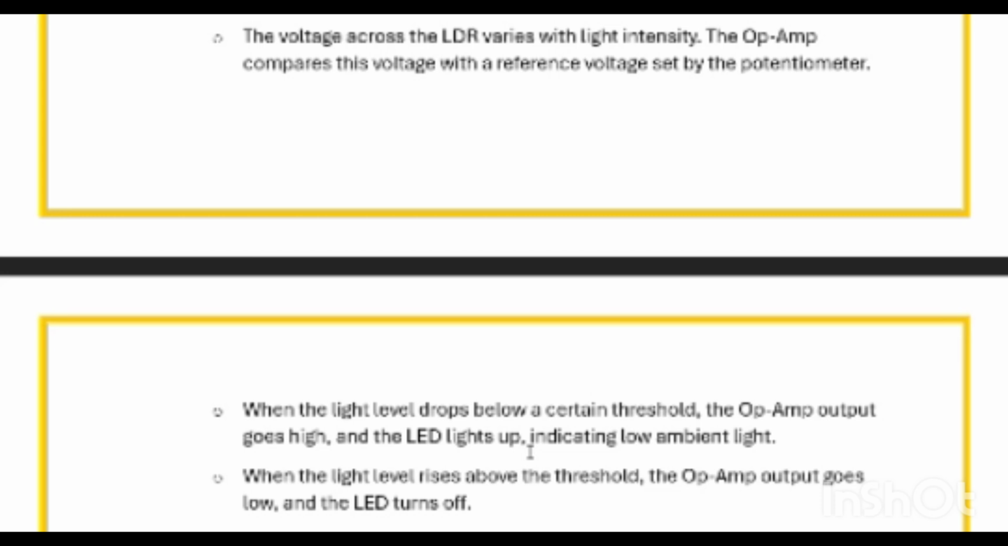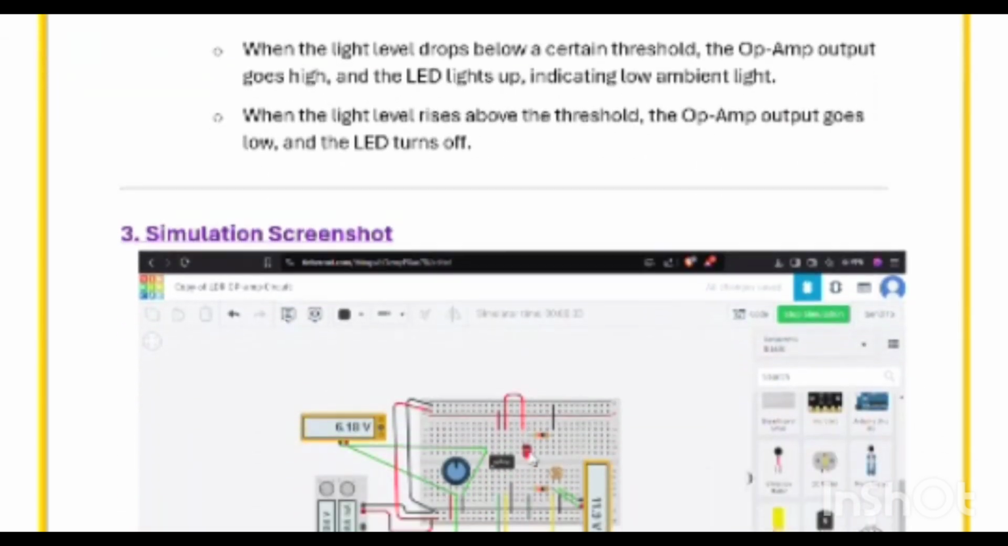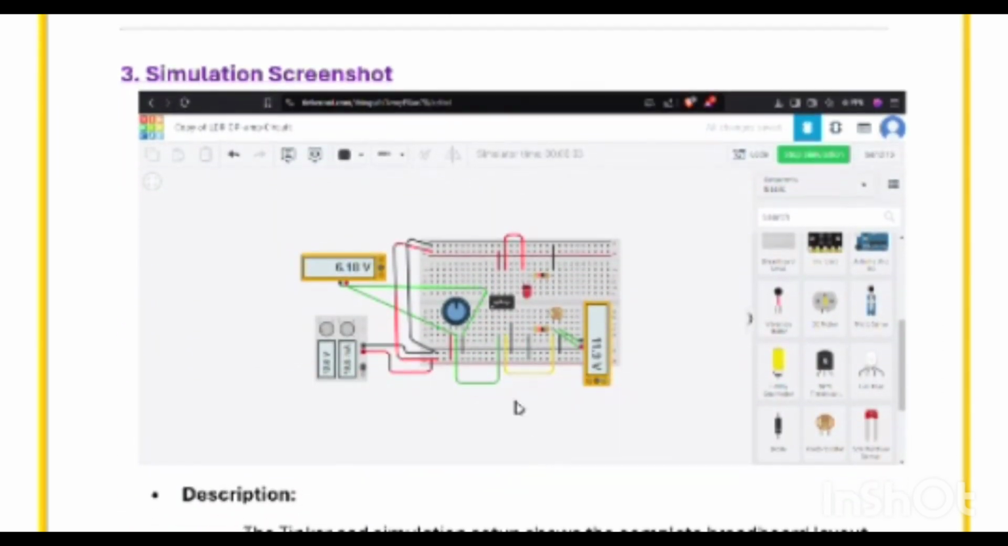When the voltage at the non-inverting terminal exceeds that of the inverting terminal, the output goes high, turning the LED on. When the inverting terminal voltage is higher, the output goes low and the LED turns off. So the next point is the simulation setup.